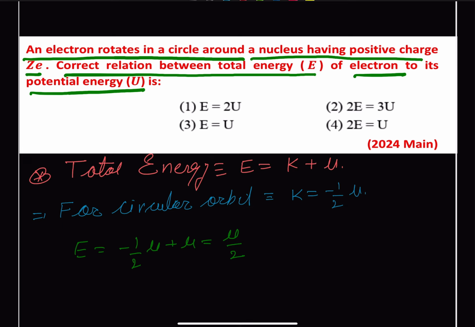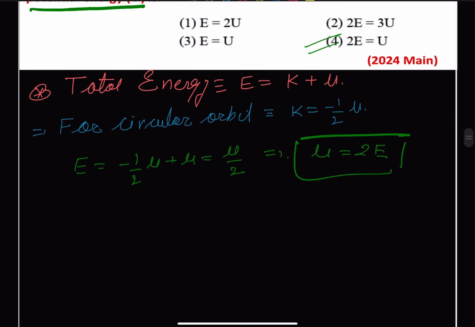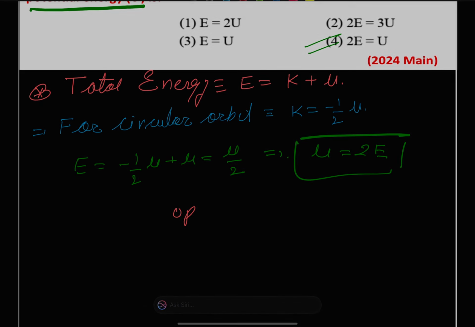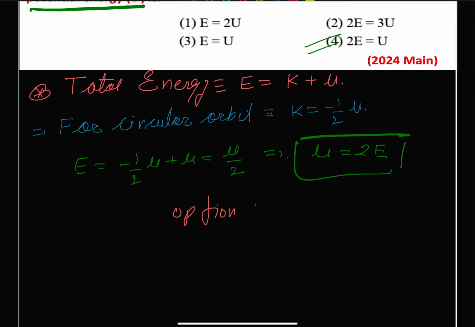And this gives us that U is equal to 2 times E. Option 4 is correct.